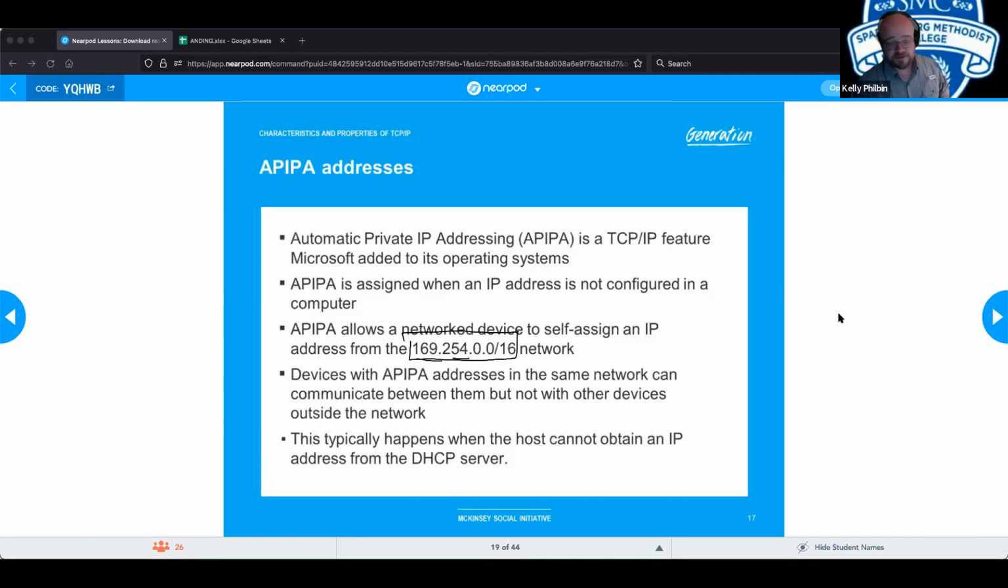So it's great for troubleshooting though. It still allows you to communicate with other computers and troubleshoot what's going on and figure out what the problem is. It does have a very high value in that sense.